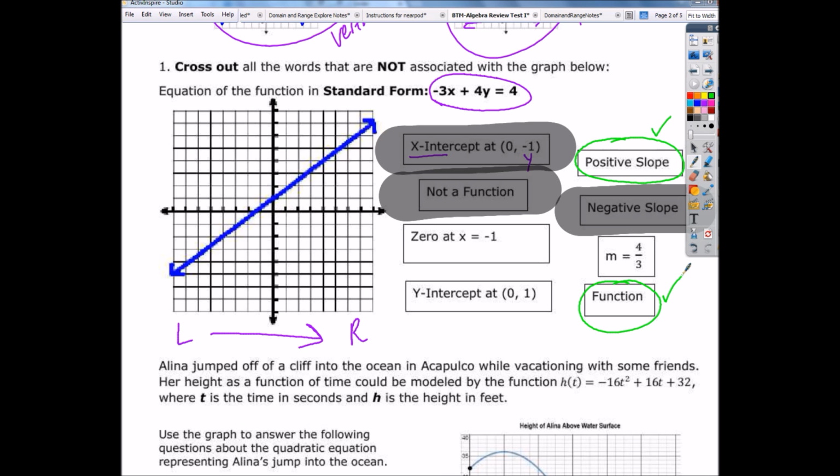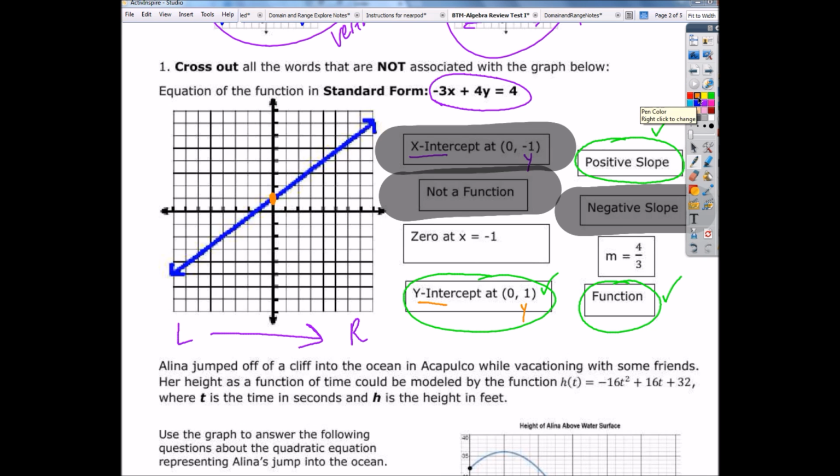Y-intercept. It says right here that the y-intercept is at 0. Y-intercept has a y value, so that's good. But let's go check it on the graph. If I go right here, bam, that is perfect. So that is a check. We're going to go ahead and give this a check. That's good to go.